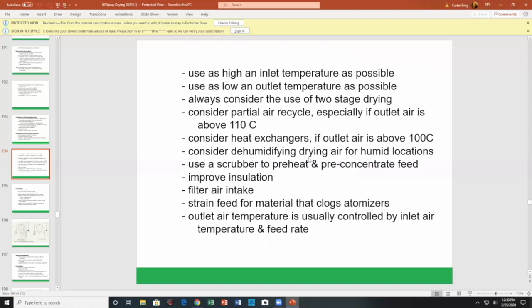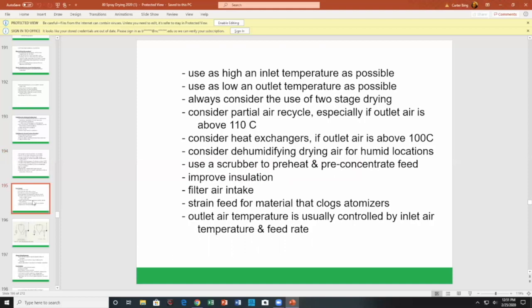Consider dehumidifying the air for humid locations. Use a scrubber to preheat and pre-concentrate the feed. Improve insulation. Filter air intake. That's true. Strain feed for materials that clog atomizers. Yeah, you might have a strainer in there. Outlet air is usually controlled by the inlet air temperature and feed rate.